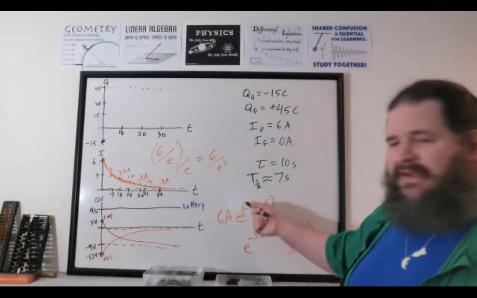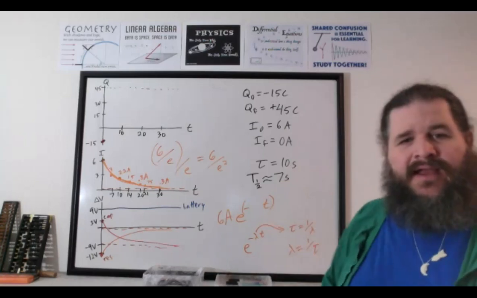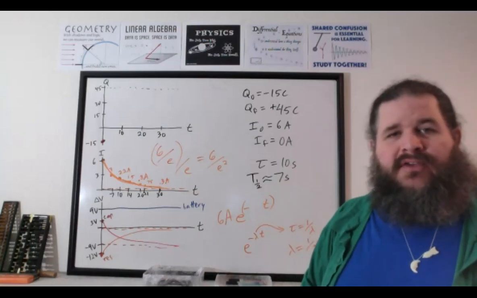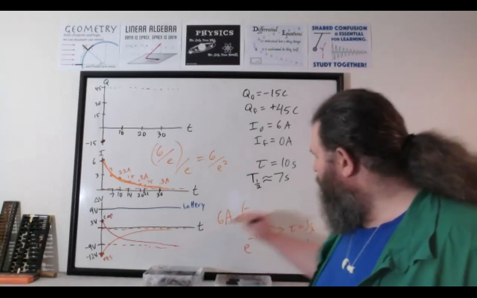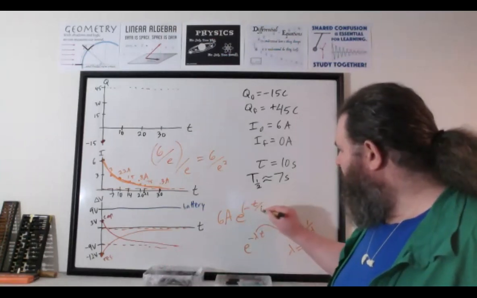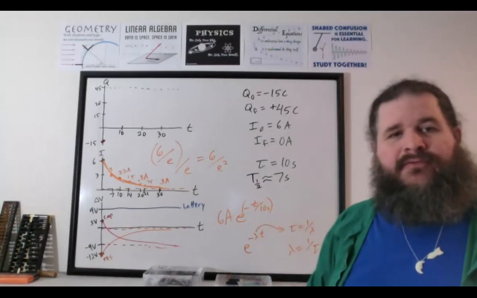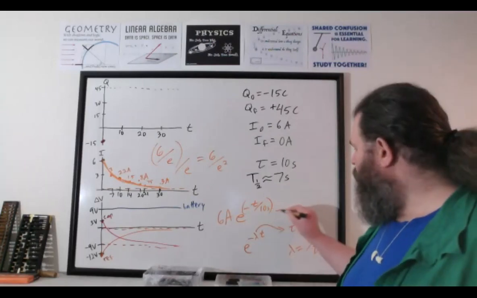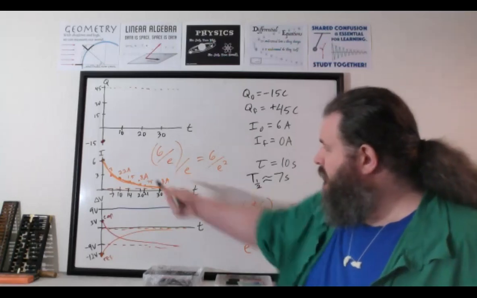So that's going to be t over the time constant. In this case, time constant is 10 seconds. More generally, for an RC circuit, it'll be resistance times capacitance. So in this case, we can just say negative t over 10 seconds. So this should work just fine as a formula for current at any time. This is the function that goes with this graph.